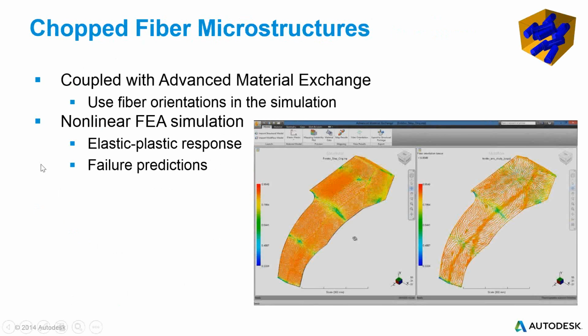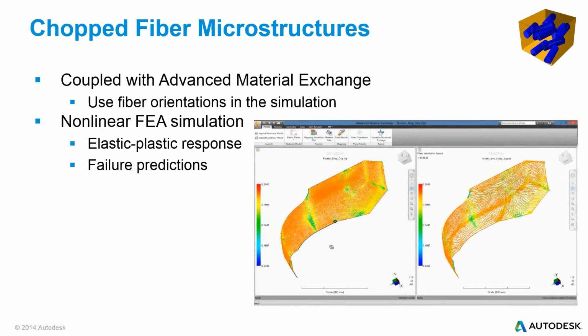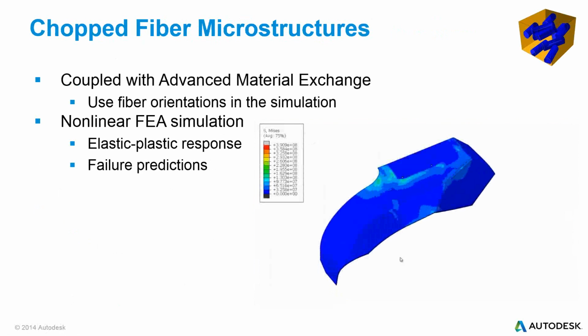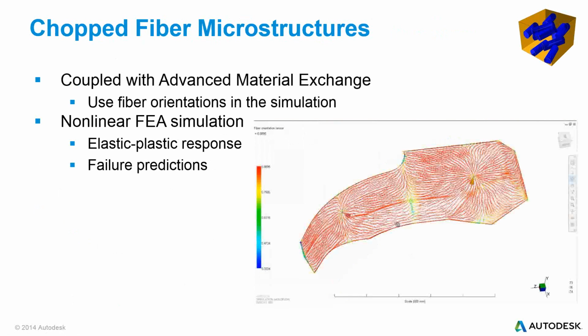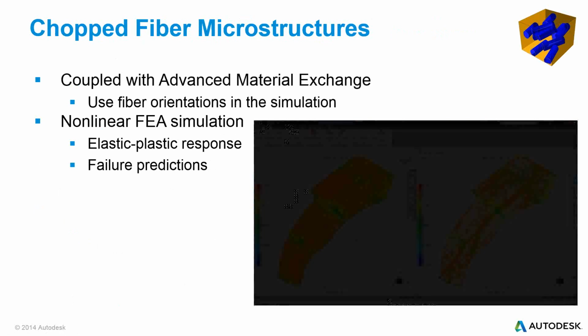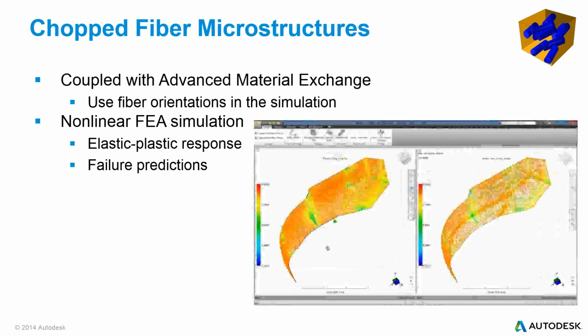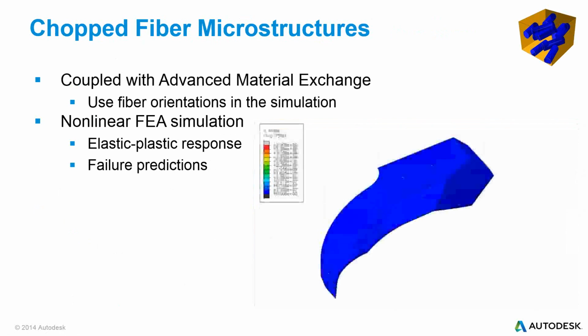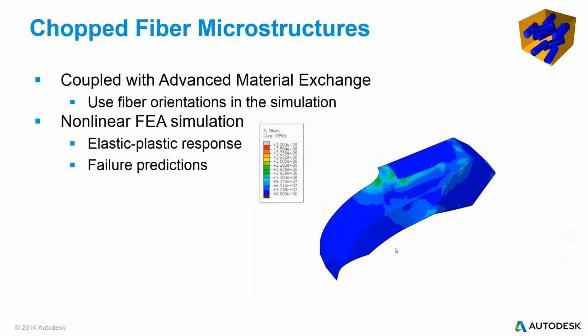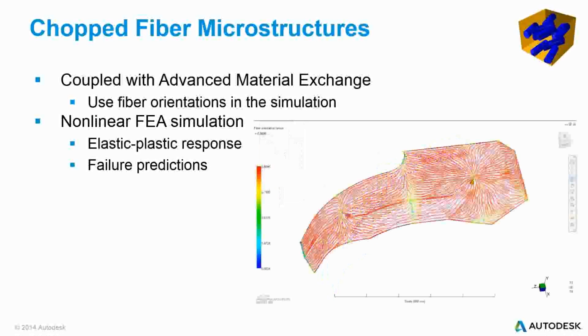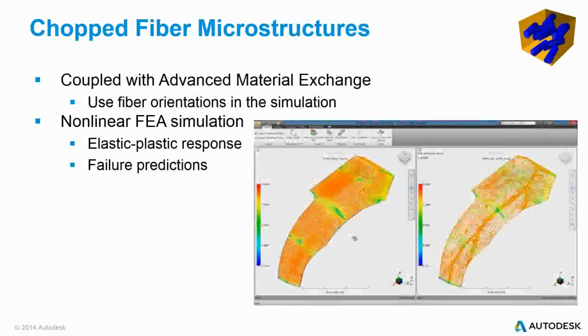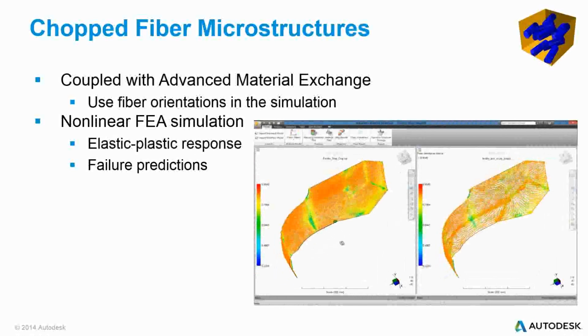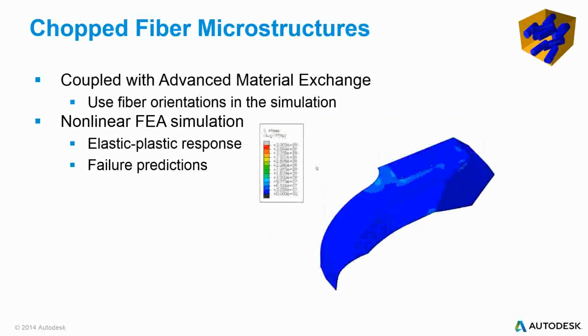So that's the advanced material exchange. Again, that is the new front end that allows you to map data from Moldflow to an Autodesk structural simulation. To complement that, we've added chopped fiber microstructures, micromechanics models, failure models, and plasticity models to the solver end of our code. This is the end of the code that actually works with the structural simulation.